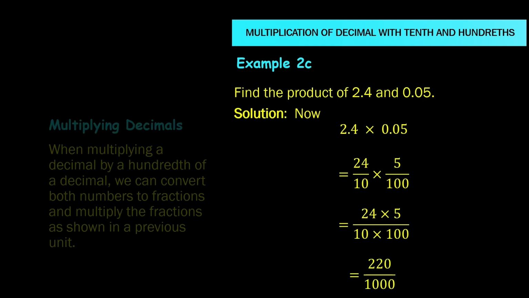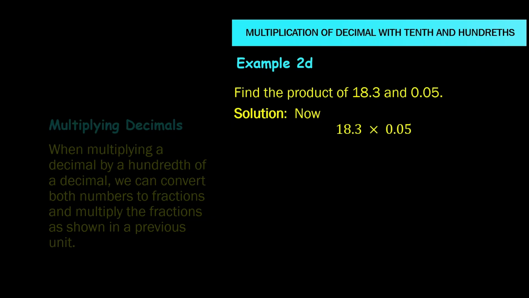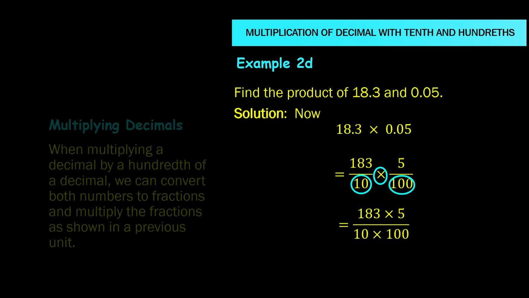And this is equal to 220 over 1,000, which is equal to 0.220. Since we're dividing by 1,000, we move the decimal point 3 places to the left. When multiplying a decimal by 100th of a decimal, we can again convert both numbers to fractions and multiply the fractions as shown in a previous unit. So let's try the example on the screen. Begin by converting the decimals to fractions, as shown. Then multiply the numerator by the numerator and the denominator by the denominator to give 915 over 1,000.